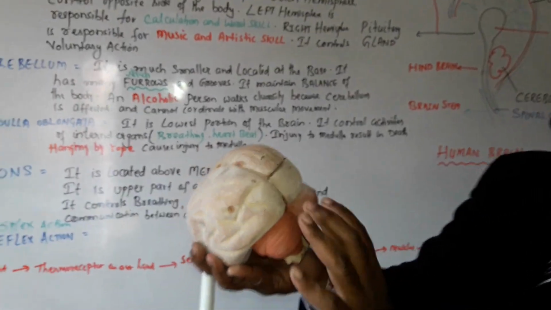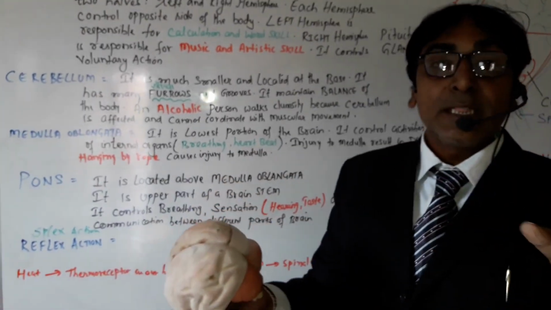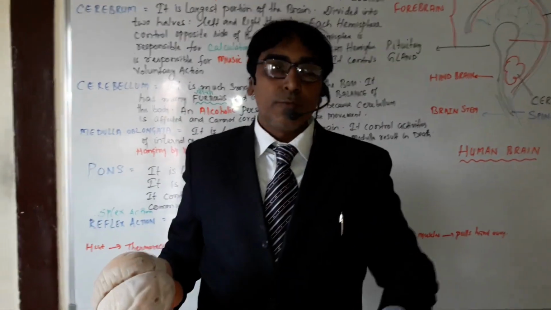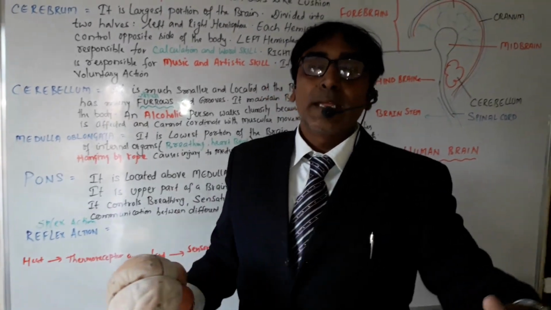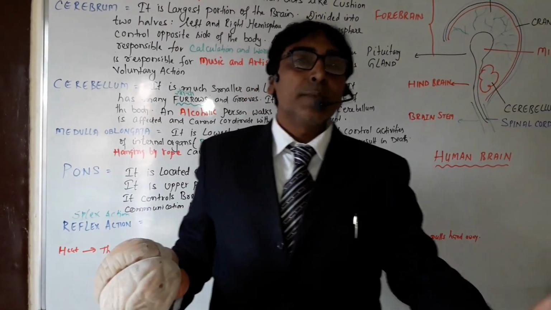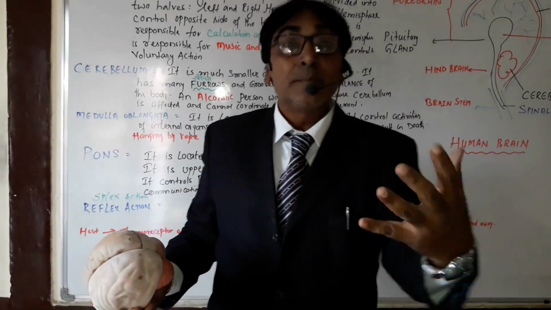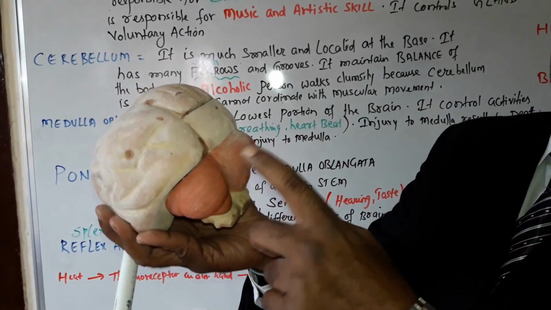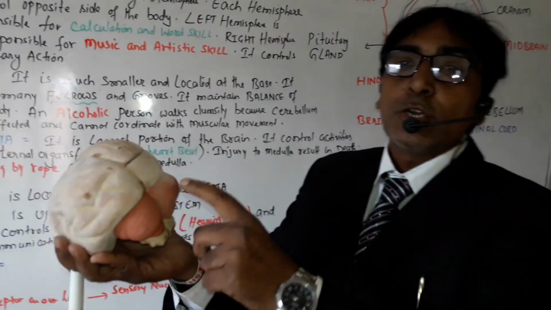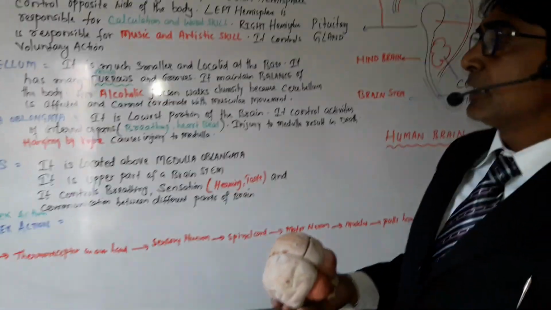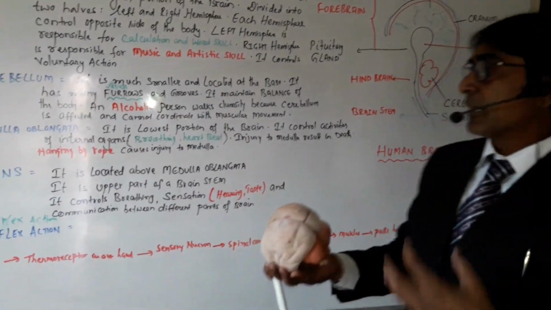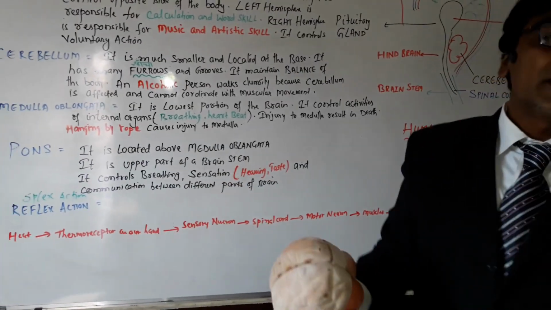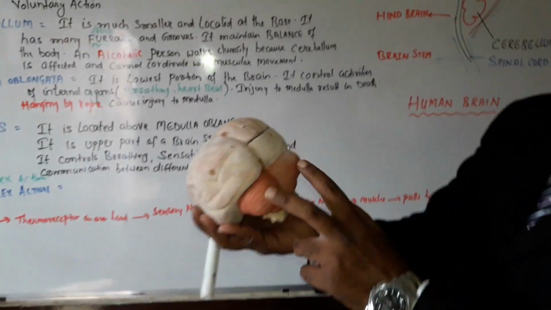Now the important function of the cerebellum is that it maintains the balance of the human body. When you walk on the road, you find some alcoholic people who cannot walk properly. They walk clumsily. That means the cerebellum of the human body doesn't coordinate with his body. He cannot coordinate the muscular movement, and that's why he falls. This is the function of the cerebellum.